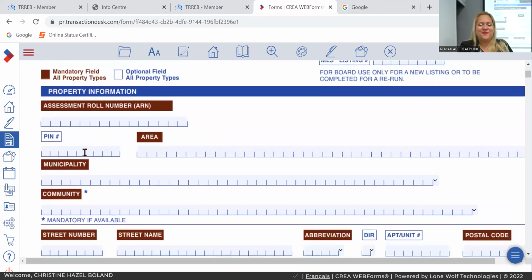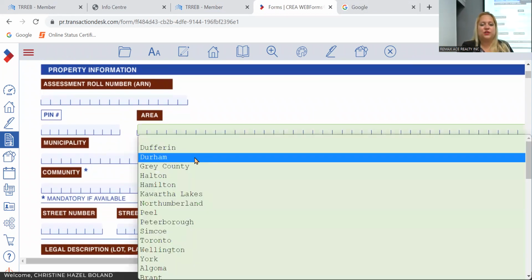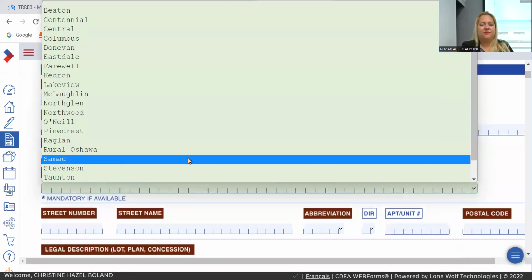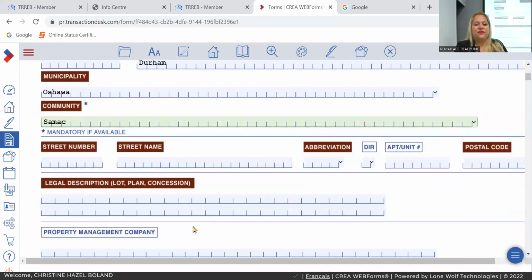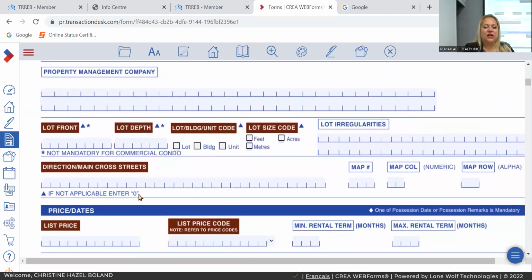So the MLS data sheet, anything highlighted, as we know, is mandatory. So you put in all the things you can, like the assessment roll number, the area. So we'll just say it's Durham, say we got one in Oshawa, community, Samac, whatever. You fill out all this information. But then we're going to go here, lot front, lot depth. Okay, so normally in residential, we're used to 50 by 150. We know we're talking about the lot.